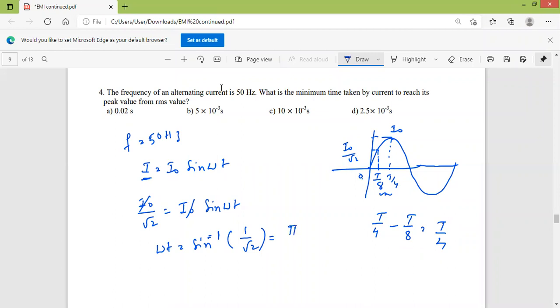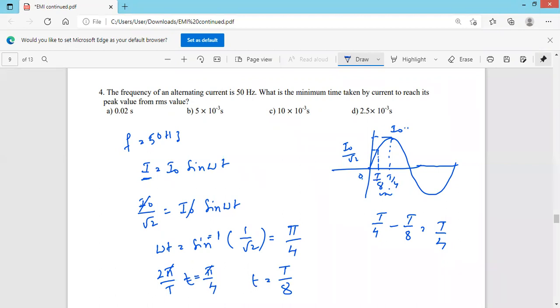That is π by 4. So ω means 2π by T, so 2π by T into t is equal to π by 4. π cancels. t is equal to capital T by 8. The time taken by the current to reach its RMS value from 0 is T by 8. Time taken by the current to reach its peak value from 0 is T by 4. And what is the time between RMS value to peak value? T by 4 minus T by 8.